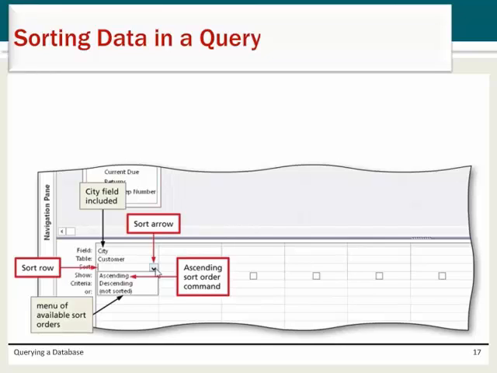Now we're going to learn to sort data in a query. While still in Design View, add the city field. Then, tap or click the Sort row below the field you wish to sort. Click the Sort row arrow to display a menu of possible sort orders. Click the sort order shown on this slide and then run the query.